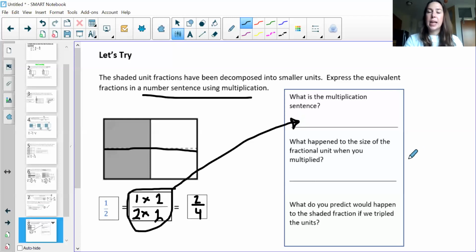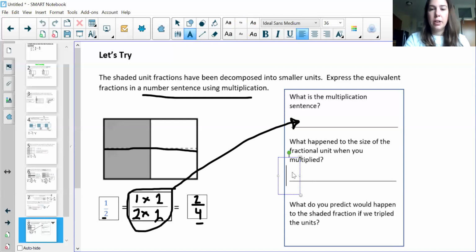What happened to the size of the fractional unit when you multiplied? So we started with halves and we ended with fourths. So those are the fractional units. I want you to think about the size. What's a larger fractional unit? Halves or fourths? Well, fourths is a smaller unit. So when we multiplied, we got a smaller unit. So what happened to the size of the fractional unit when we multiplied? It got smaller. So we can write in here, it got smaller.